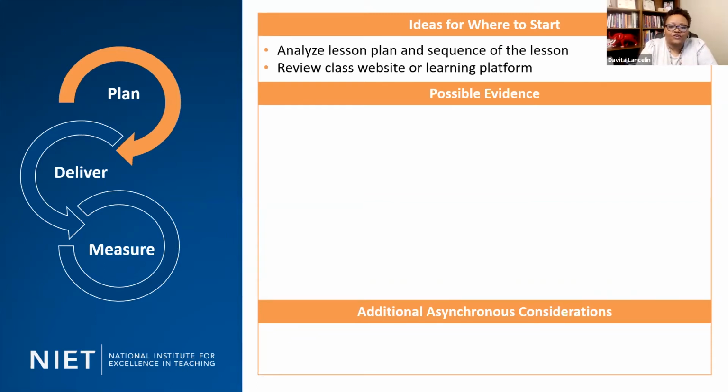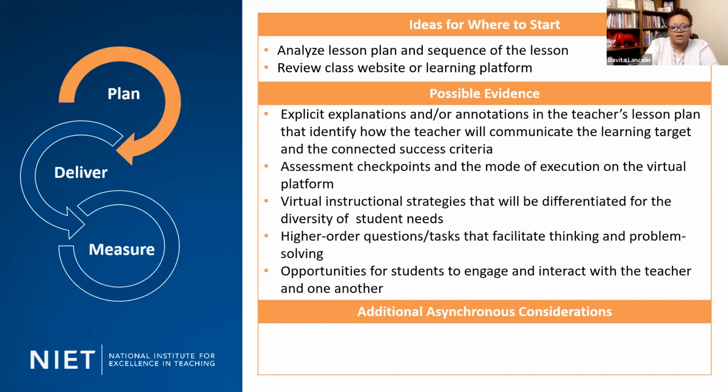As an observer, you must think about the fullness of the lesson, thinking about the beginning, the middle, to the end, and understand that the entire lesson may move in and out of that synchronous and asynchronous platform, which is why, as an observer, you may want to ensure that you do an analysis of the lesson plan to look at the sequence of the lesson in addition to a review of the class website or maybe that learning platform that's used for asynchronous instruction.